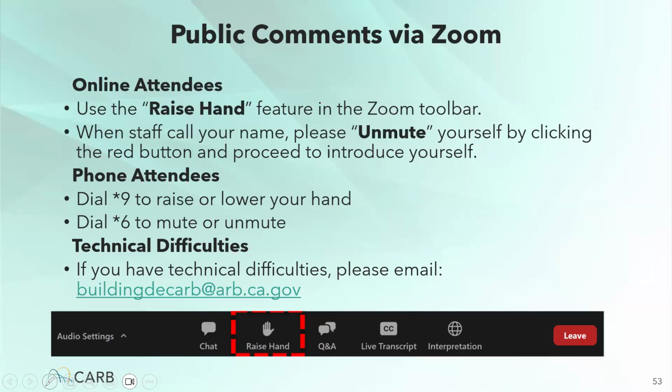And then once your name is called, if you could please unmute yourself by clicking the red button and then introduce yourself. If you are calling in on the telephone, you can use *9 to raise or lower your hand and dial *6 to mute and unmute yourself. And if you have any technical difficulties, you can add them to the Q&A feature and we can address them there, or email us, of course, at buildingdecarb@arb.ca.gov. We have people monitoring that.